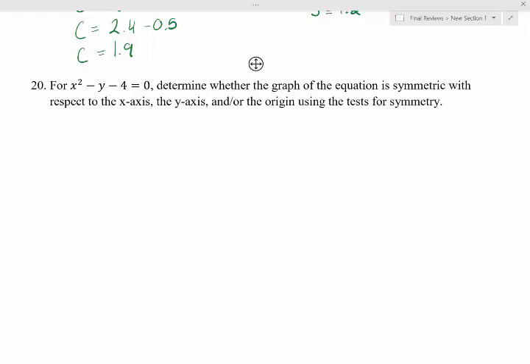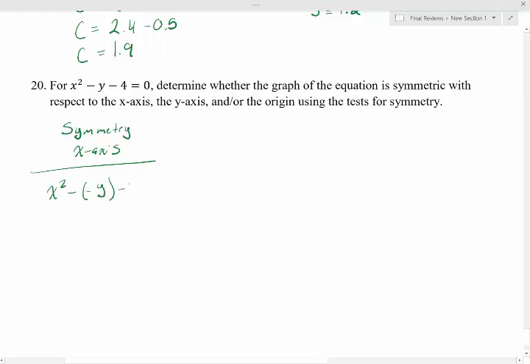So for symmetry with respect to our x-axis, what we're going to do is let our y be equal to negative y, and then simplify as much as we can to see if we can get back to the original equation. So we're going to have x squared minus negative y minus 4 equal to 0. And we want to try to see if we can get back to the original equation. So we're going to have x squared plus y minus 4 equals 0.